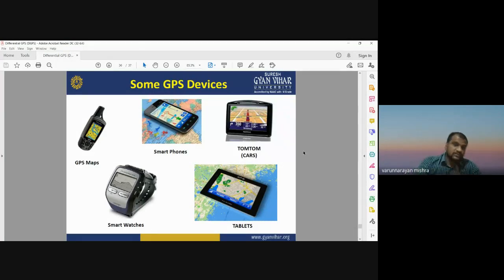Right now, in most of the mobiles you can have GPS. In most of the tablets you have GPS. So GPS is now inbuilt and enabled in different instruments, maybe a car, tablet, smartwatch, smartphone, and there may be GPS maps also.